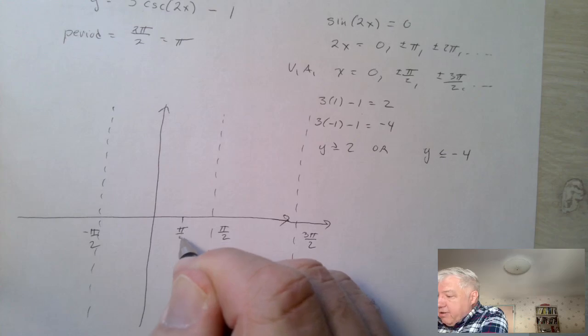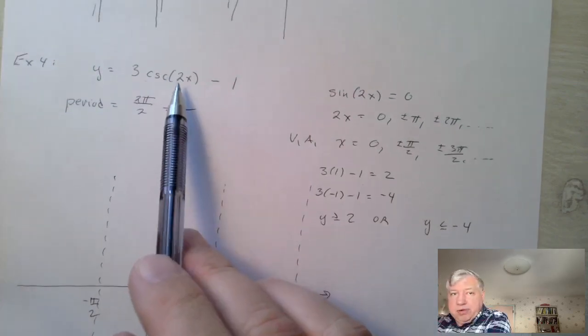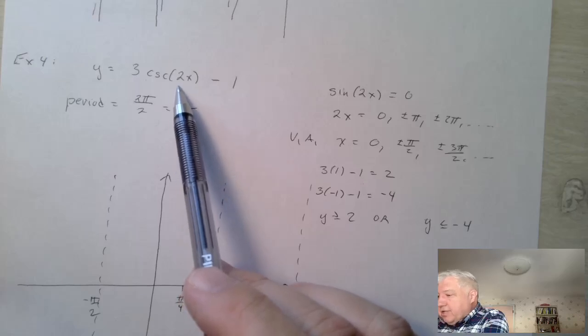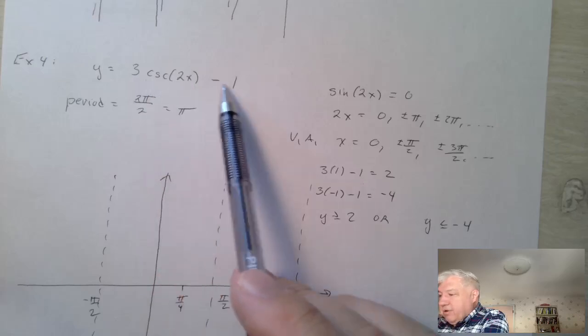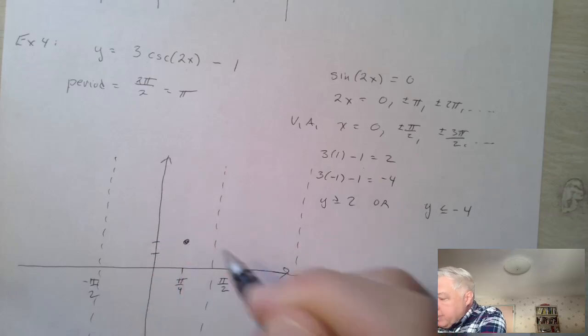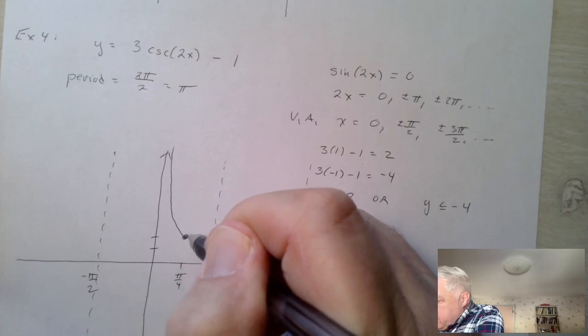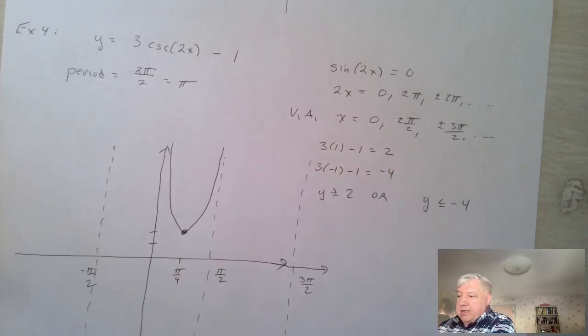Halfway between 0 and pi over 4, no, halfway between 0 and pi over 2 is pi over 4. We multiply that by 2, we get pi over 2. Cosecant of pi over 2 is 1. 3 times 1 minus 1 is 2. So you have the point here, and then the graph will shoot up like this.